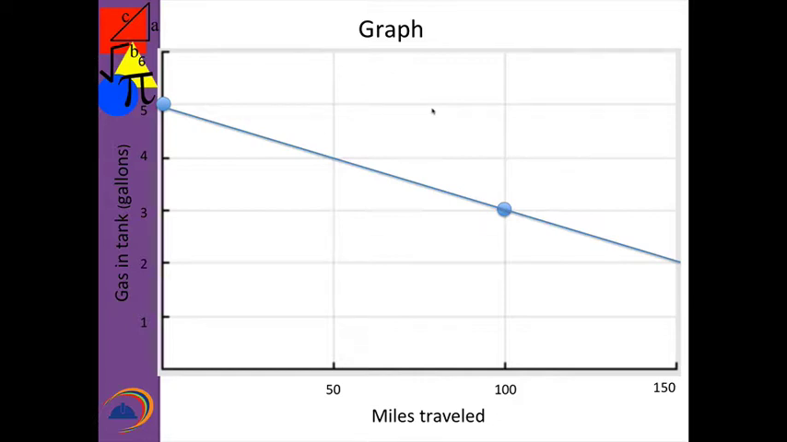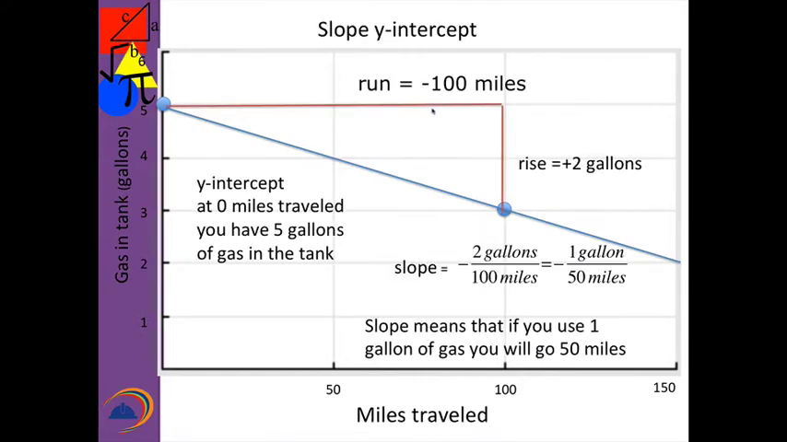If not, go ahead and plug those values in and graph it. Now, here's the information. I found the slope from (0, 5) to (100, 3). I found the run was 100 and the rise was -2 gallons. Because we went 100 miles, I lost 2 gallons.